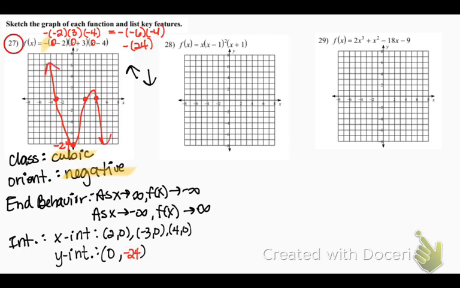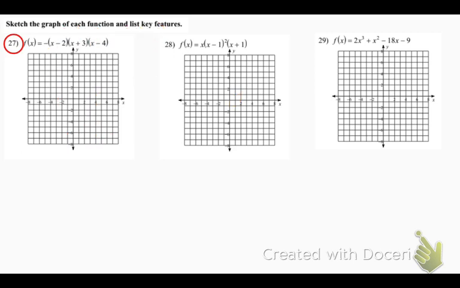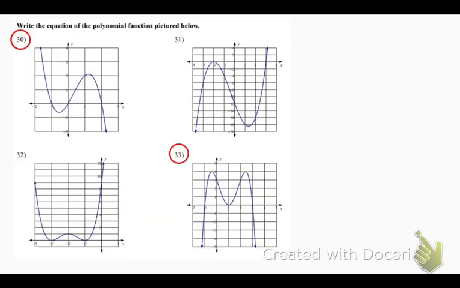Now for number 28, I have multiplicity. So what does that mean as far as the x-intercept goes? How do I graph that if I have a multiplicity of 2? So multiplicity of 2, remember that means that I bounce. So since that intercept is at positive 1, we're going to highlight it or make it into a star or however you show your bounce on your graph. So 28 and 29 are going to be the same idea. Finally, we're going to finish with 30 through 33.